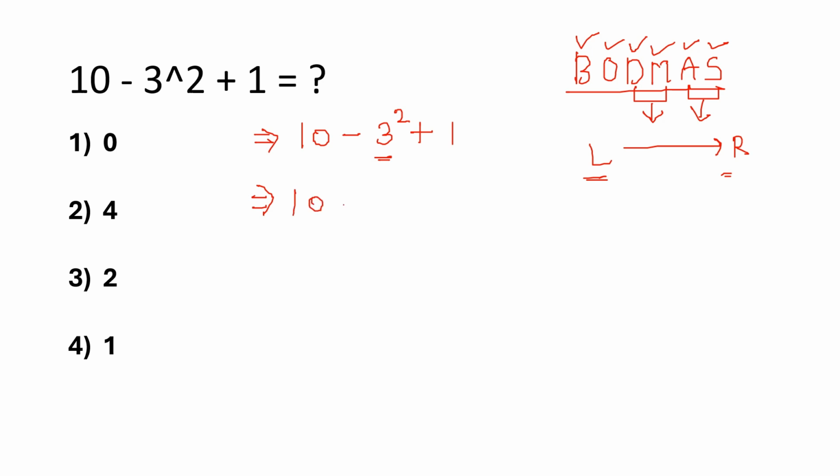Here in this equation, we have to give priority to 3 square because it comes under the order part of the BODMAS rule. So 10 minus 9 plus 1 is simply the form of the equation. Then we have to give priority to 10 minus 9 because it comes at the left side of the equation. So 10 minus 9 is 1, 1 plus 1 is 2. So the final answer for this expression is 2, option number 3.